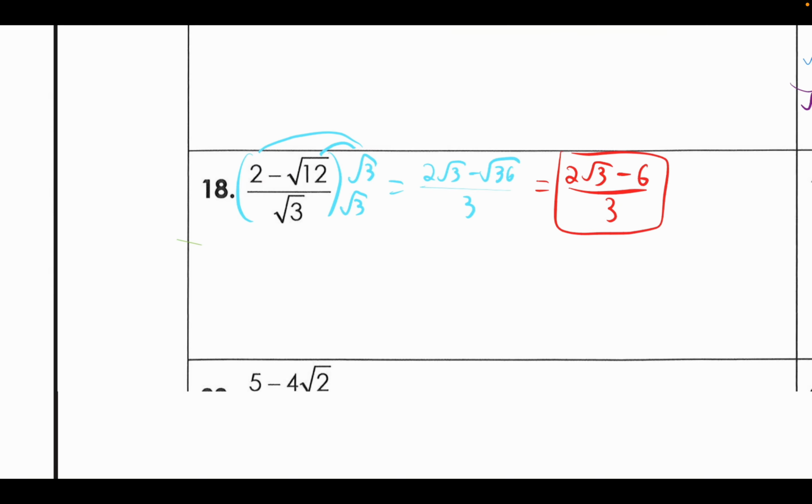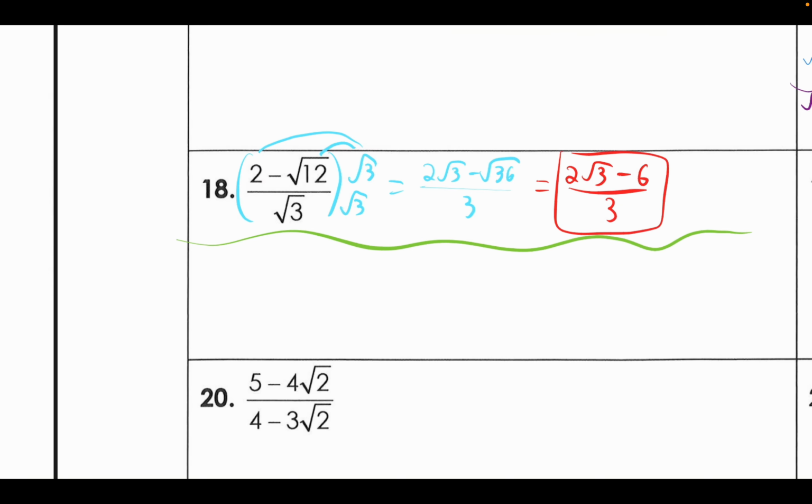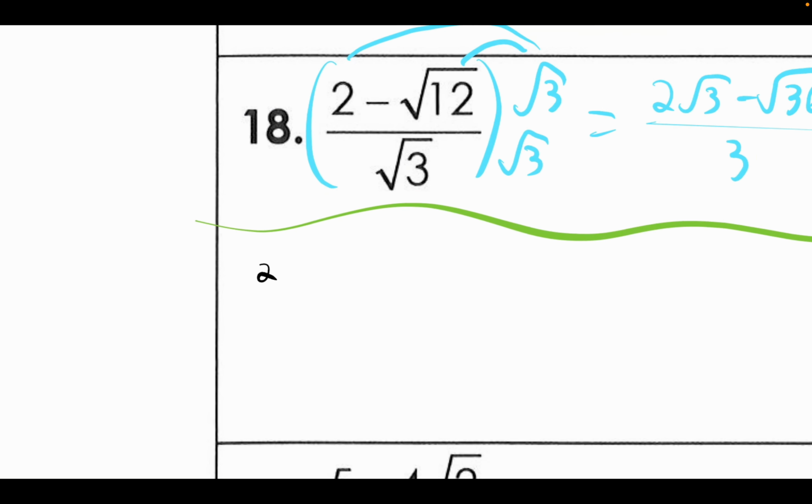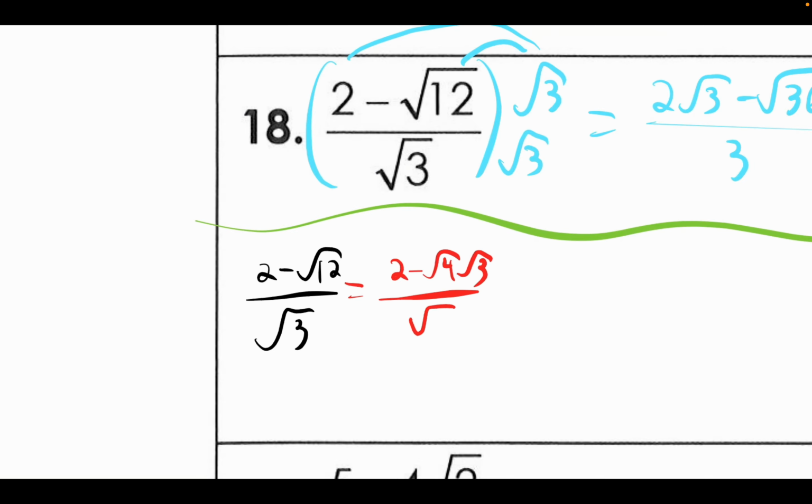Now, I was saying I was going to talk about what you would do if you simplified early with that square root of 12, so let's talk about that. That would be square root of 4 and square root of 3, so 2 minus square root of 4, square root of 3 over square root of 3, which is 2 minus 2 square root of 3 over square root of 3. And so now I still multiply the top and bottom by the square root of 3.